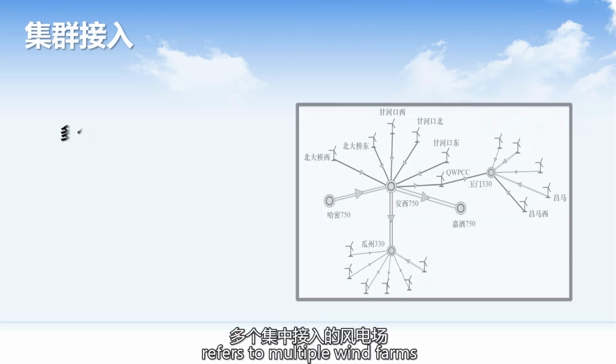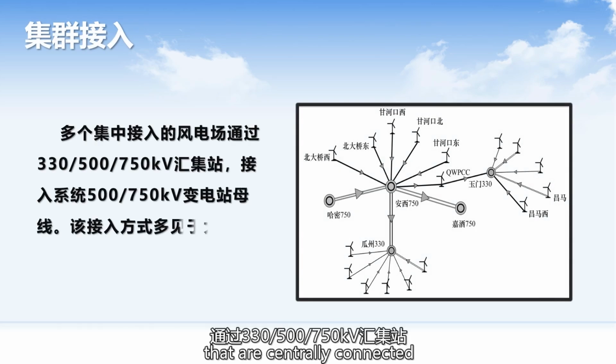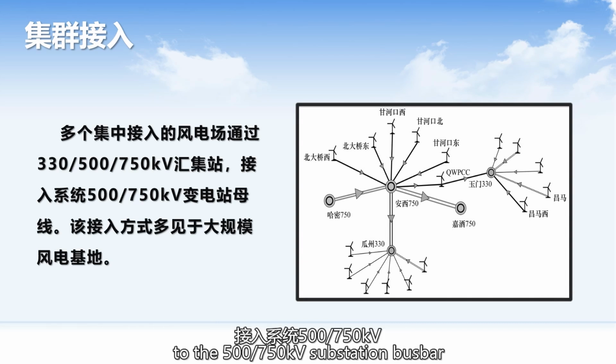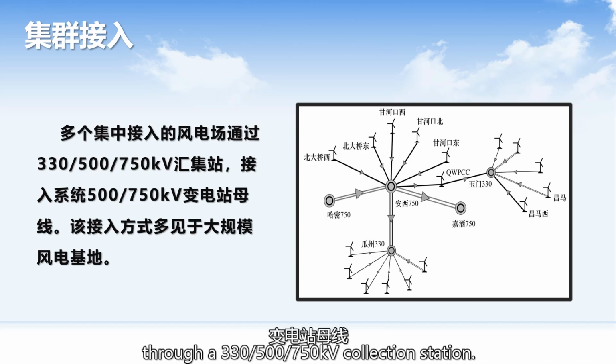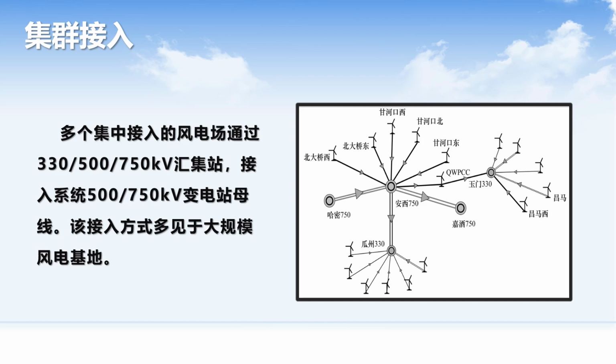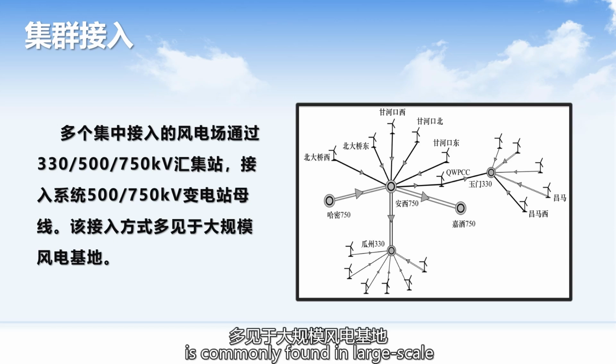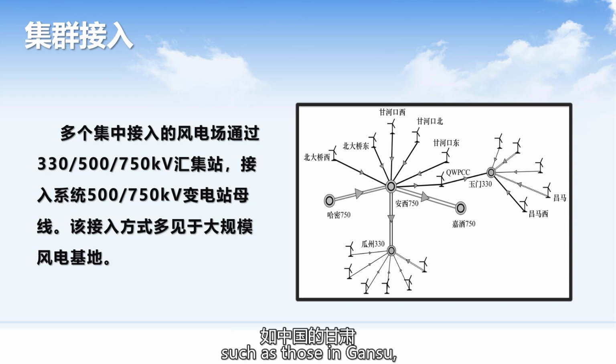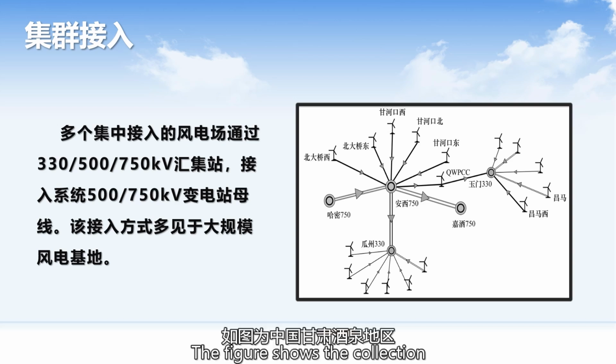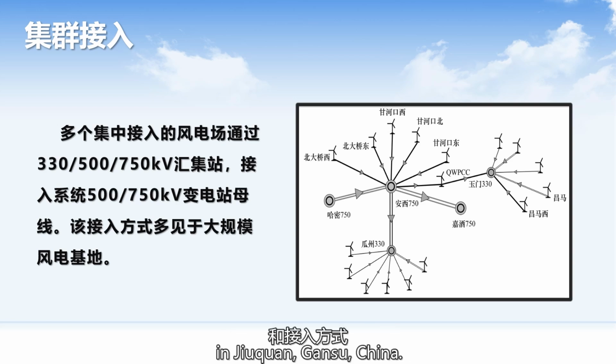Cluster access refers to multiple wind farms that are centrally connected to the 500, 750 kilovolt substation busbar through a 330, 500, 750 kilovolt connection station. This connection method is commonly found in large-scale wind power bases, such as those in Gansu, Inner Mongolia, Hebei, Jilin, and other regions in China. The figure shows the collection and connection methods of some wind power clusters in Jiuquan, Gansu, China.